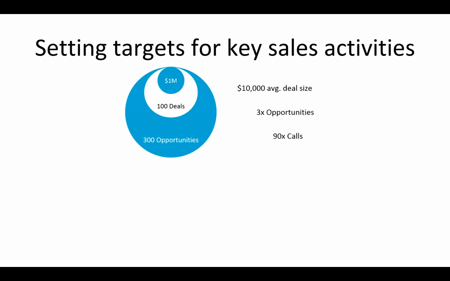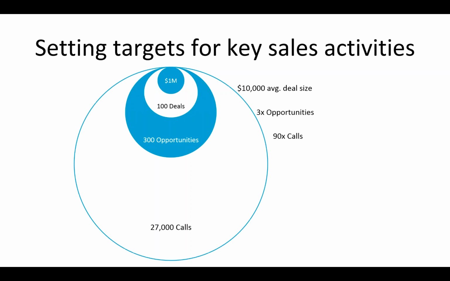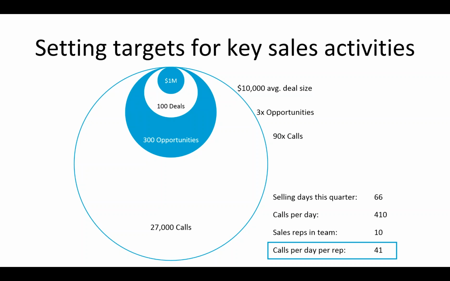Again, based on past performance, you may know that you need to make 90 phone calls for every opportunity, which means that all in all, you need to get 27,000 calls out. So by working backwards this way, you can then figure out what are the actual targets you can assign to your company or your teams or your individuals. So let's say you've got 66 selling days in the quarter. That means you need to get 410 calls per day. If you've got 10 reps in your team, that means you've got to make 41 calls per rep in order to reach your goal. So this is just an example of how you can work backwards from that end goal to very concrete sales activity goals.